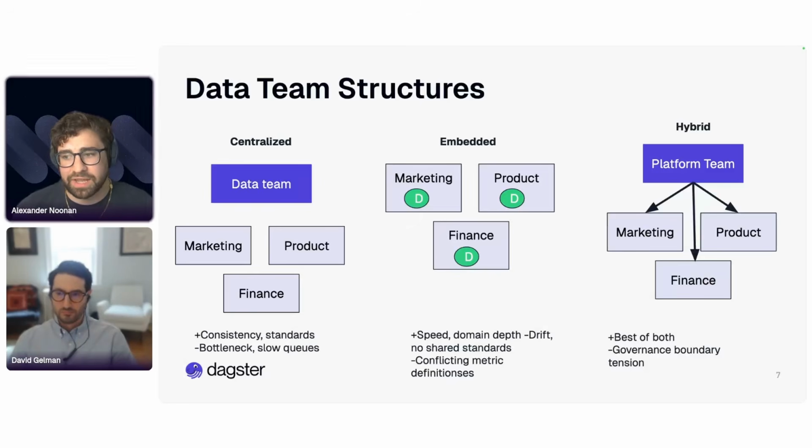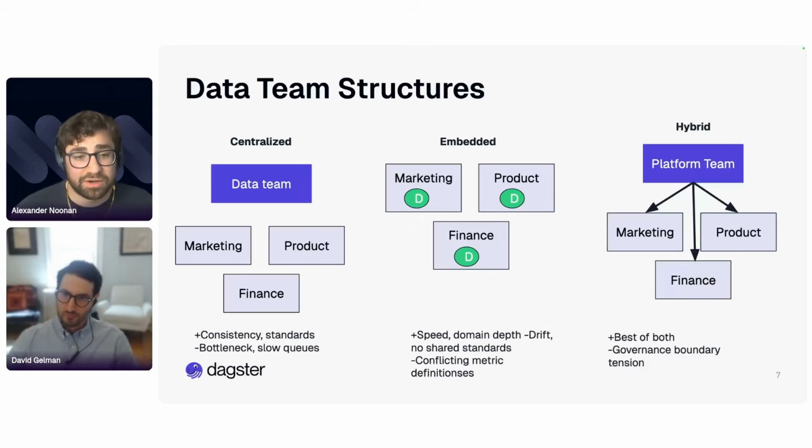The second is having an embedded model, sometimes called decentralized or federated. And here the data practitioners sit directly inside each business unit. So marketing has their data person, finance has theirs, so on and so forth. And the upside is you get incredible speed and domain depth. So the person in marketing really understands the domain and the data they have to work with. And I think in the age of LLM assisted coding, these teams are incredibly high leverage, and we've seen a lot of success with those.